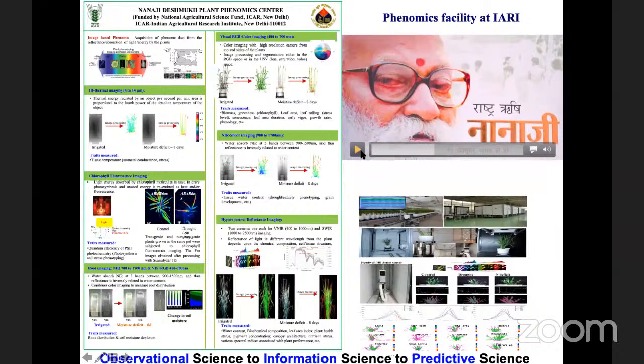So this is the facility we have, and these are all the possible sensors. The next movie clip shows the inauguration by the Honorable Prime Minister. I will skip it because of the time constraint.